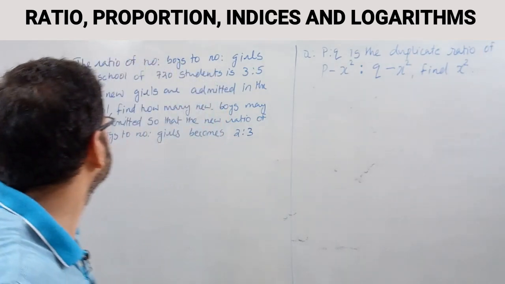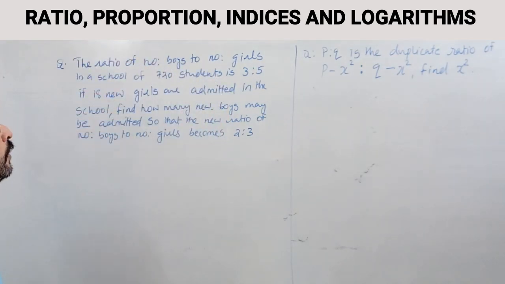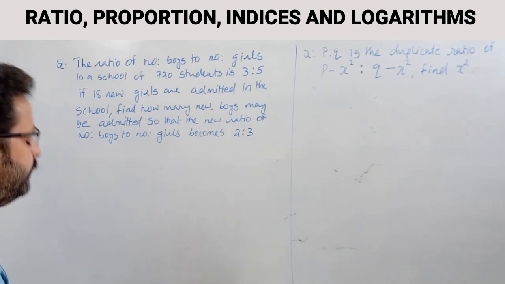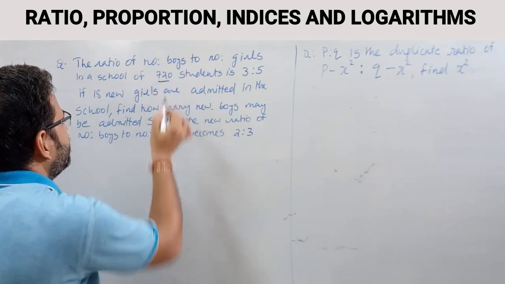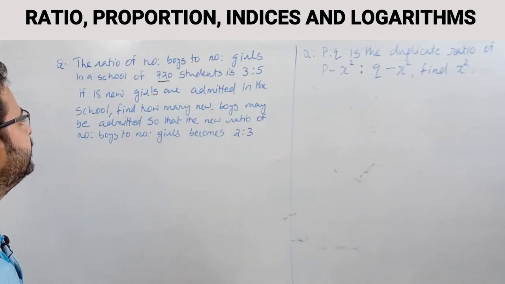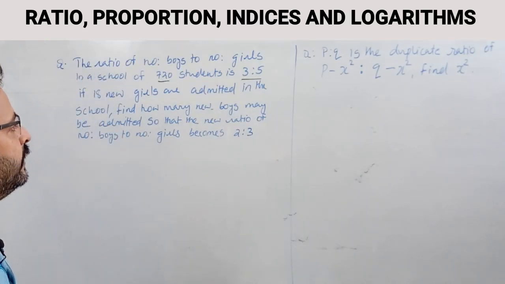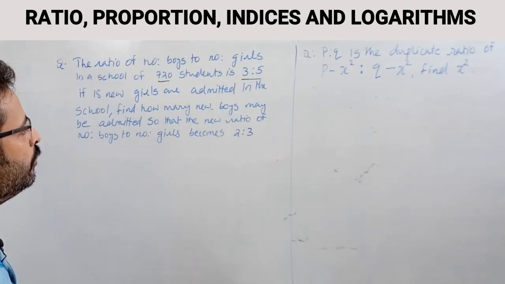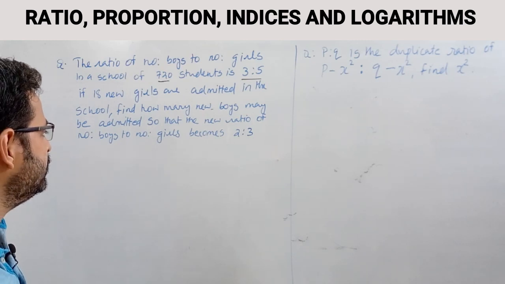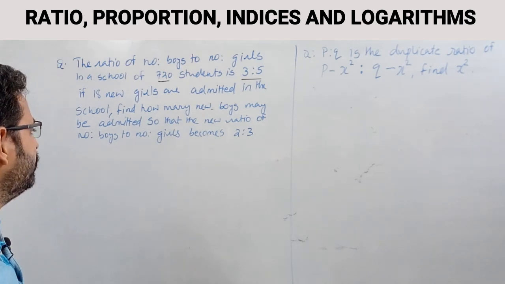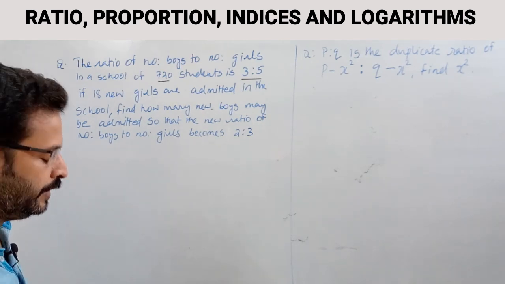Next problem. The ratio of number of boys to number of girls in a school of 720 students, total 720 students, is 3:5. If 18 new girls were admitted in the school, find how many new boys may be admitted so that the new ratio of number of boys to number of girls becomes 2:3.